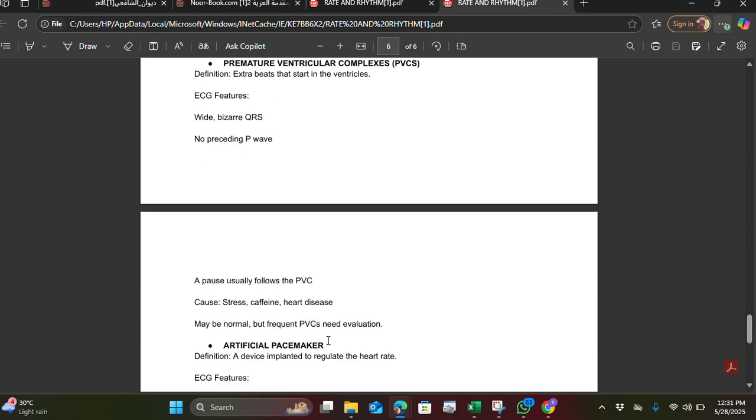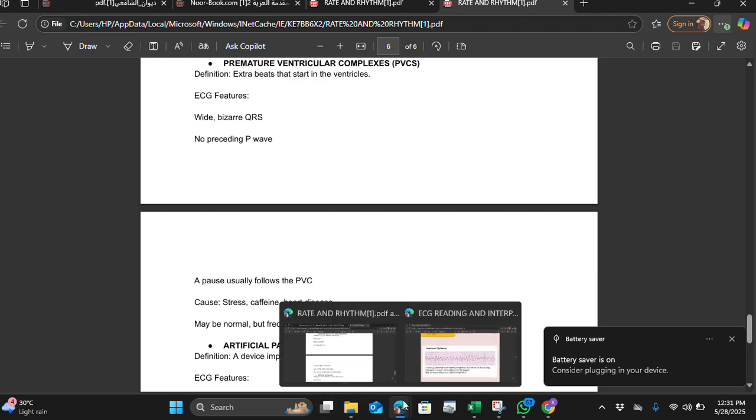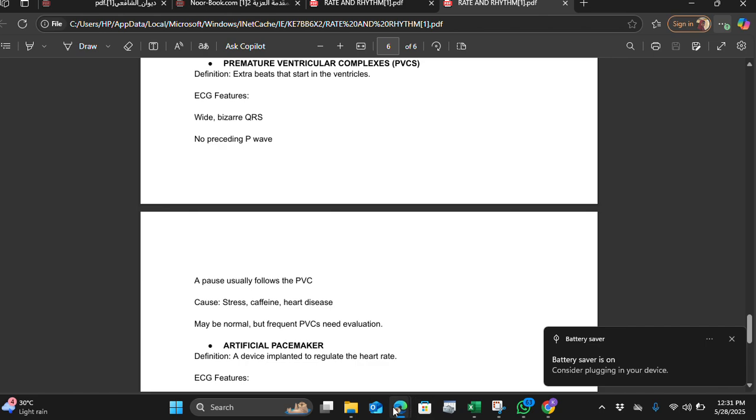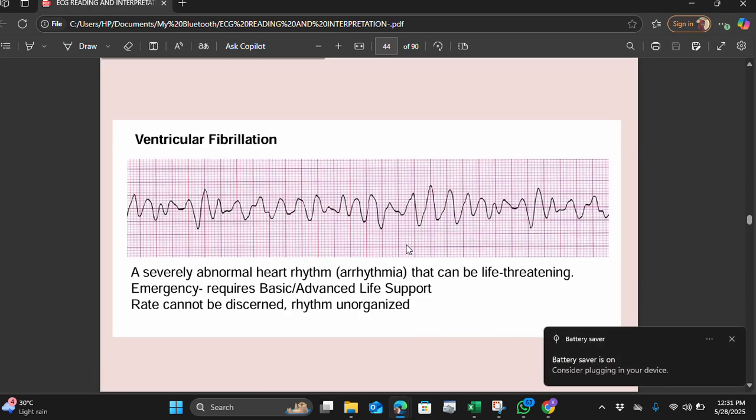Now, premature ventricular complexes. What happens here? There are extra beats that start here in the ventricles. Extra beats that start in the, well, I don't want to share. You just want to start in the ventricles. So you get now. Let me show you what premature ventricular complexes mean. I think I have an image here.